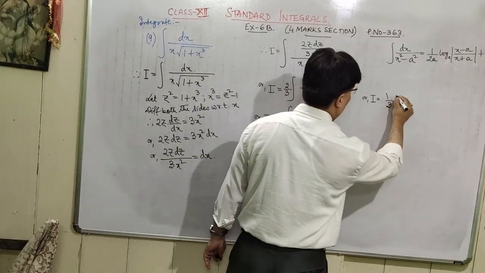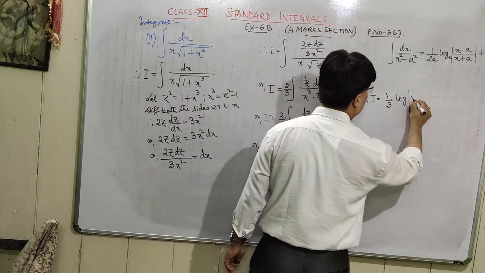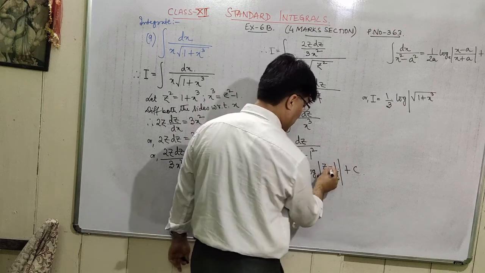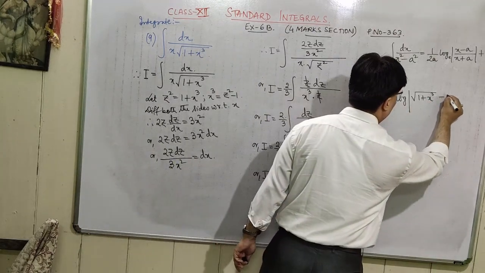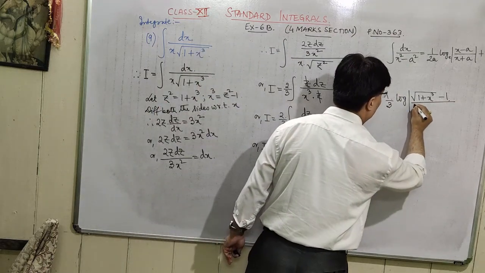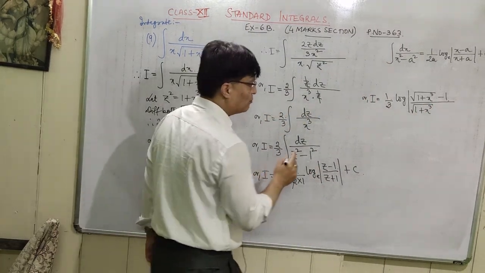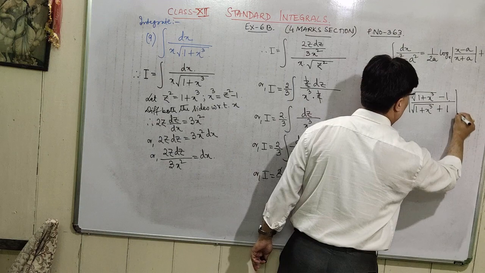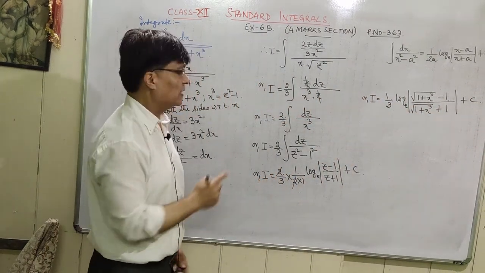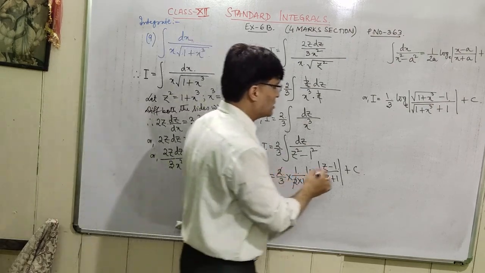Then log within mod. What is z? It is root under 1 plus x cube. Then you have to write minus 1 divided by, again what is z? Root over 1 plus x cube. Then what do we write? Plus 1. Plus 1 mod sign closed. The base is e and it is plus c. So this is the final answer. Is that understood now? So you can copy it.